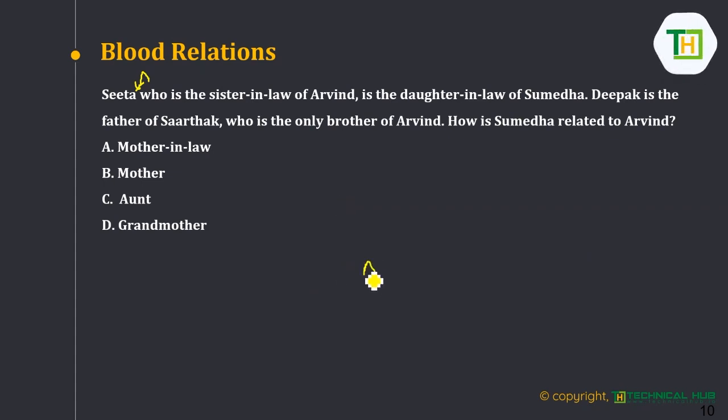Suppose in this place it is taken as Arvind. Arvind's siblings means one brother is there. The brother's wife is called sister-in-law. That wife's name is given as Sita. This is Sita. So Arvind's brother's wife is called sister-in-law, meaning Sita is the sister-in-law of Arvind.